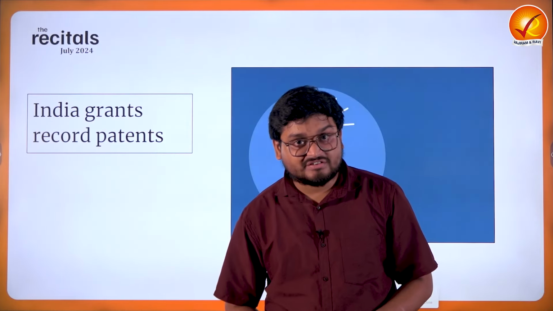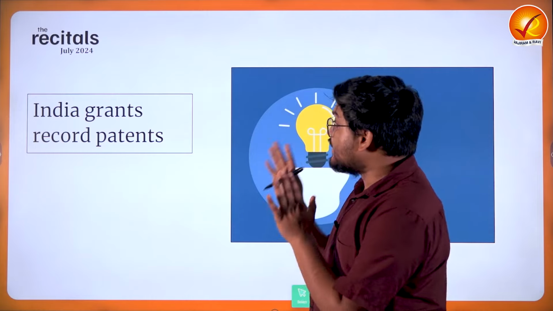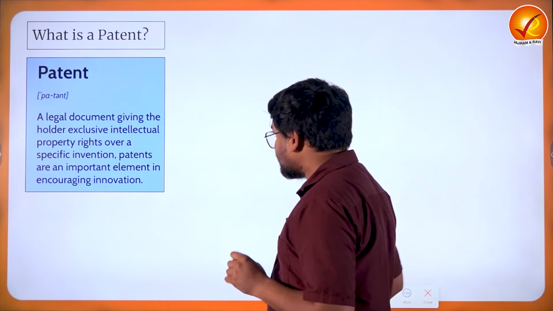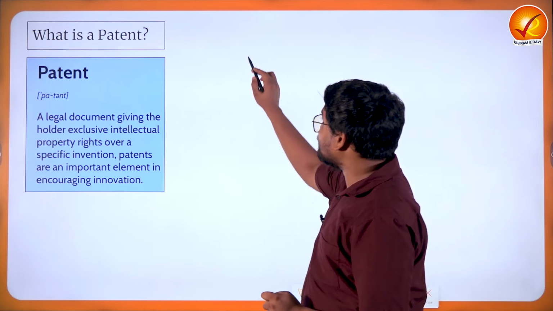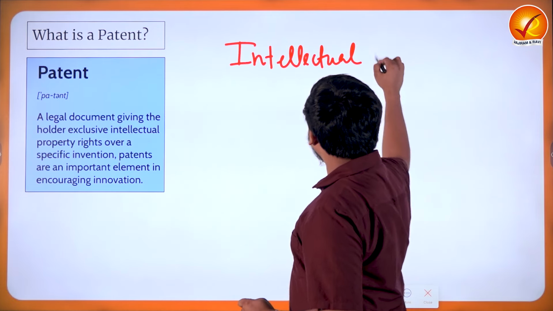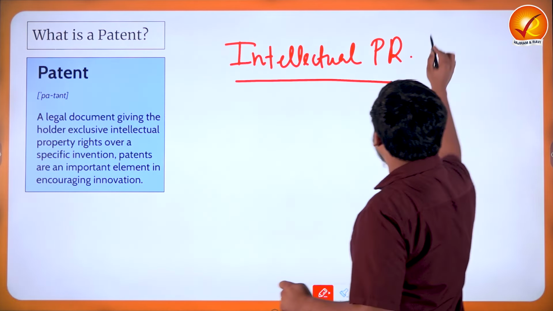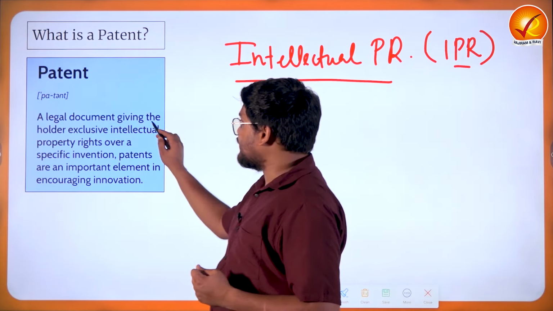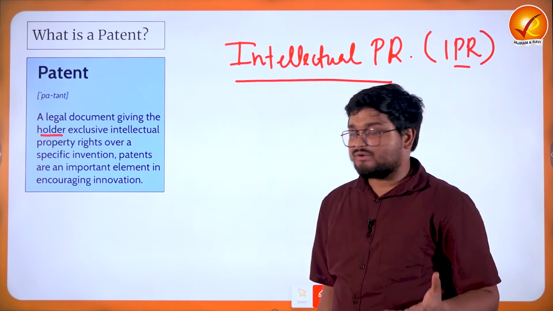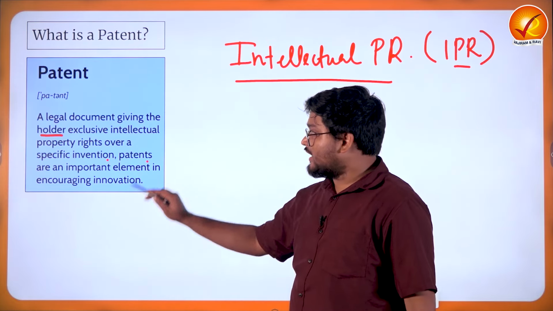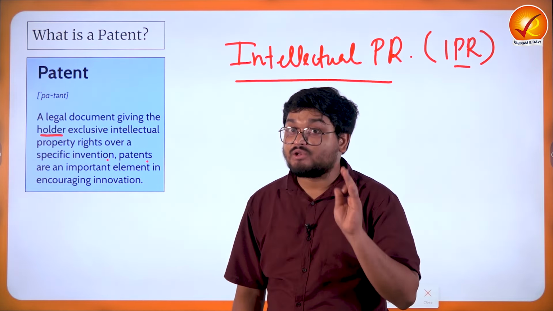In the next article, we'll be discussing, according to recent reports, how India's patents have been increased over a period of time. And here, firstly, we'll be starting with what is a patent simply. See, we all know that patent is something which we also associate with intellectual property rights, or IPR. Intellectual property rights is a legal document giving the holder of the particular document the exclusive intellectual property rights over a particular invention, and patents are an element in encouraging innovation in the country.